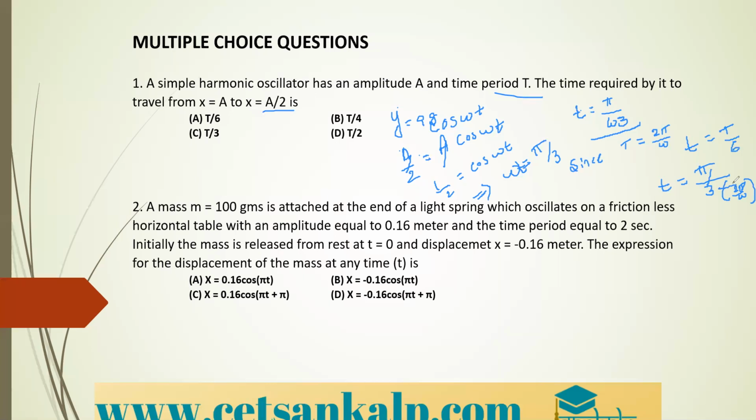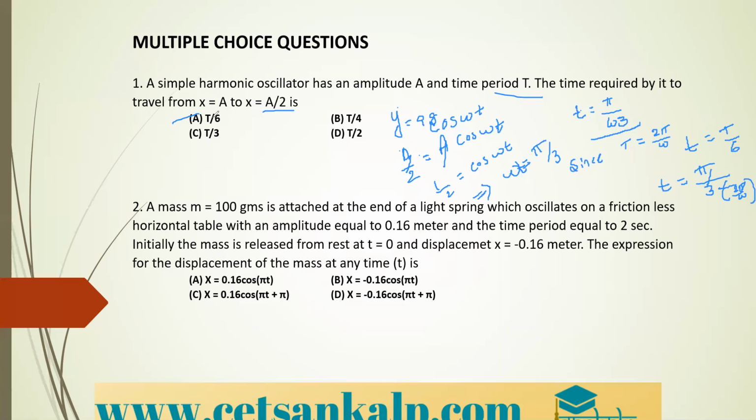3 twos are how much? 6. It is 1 by omega. So what is 1 by omega? The reciprocal of angular frequency is called the time period. Therefore we will get it as T divided by 6. So in the options you can see that option A is the correct one.